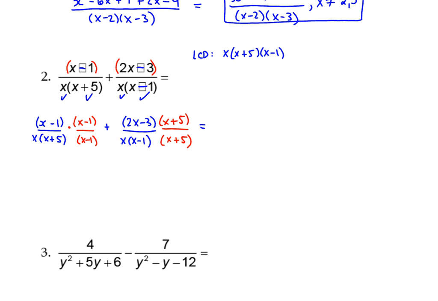All right, so what do we do now? In order to add, FOIL. Okay, so this guy, x minus 1 times x minus 1. x squared. Then you're going to have a minus x and a minus x. So I'm going to go straight to simplifying that. Negative 2x. Is that okay? And then negative 1 times negative 1. That's 1.